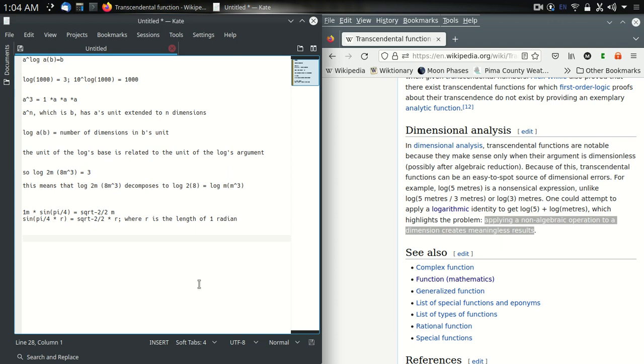So what is meter plus meter? What does that give you? That's an algebraic operation, but meter plus meter doesn't give you anything. You can't add units that way. If it's 1 meter plus 1 meter, now it's 2 meters. That's true. But if I remove the numbers and they're just bare units, this doesn't mean anything.